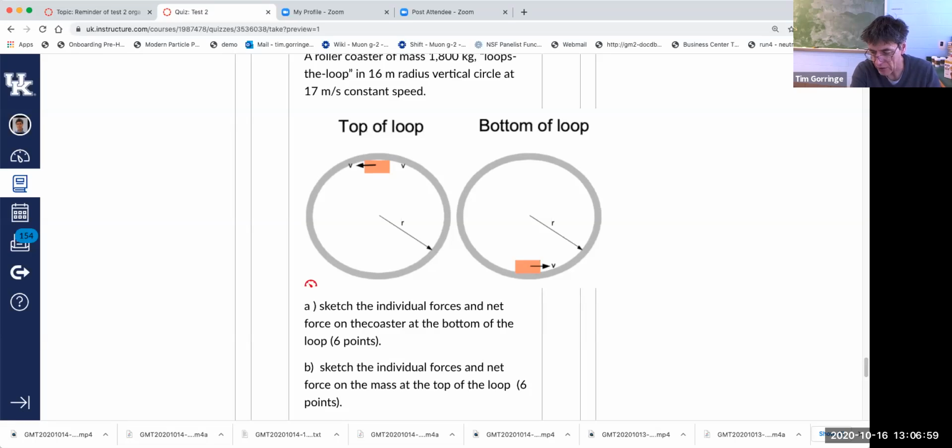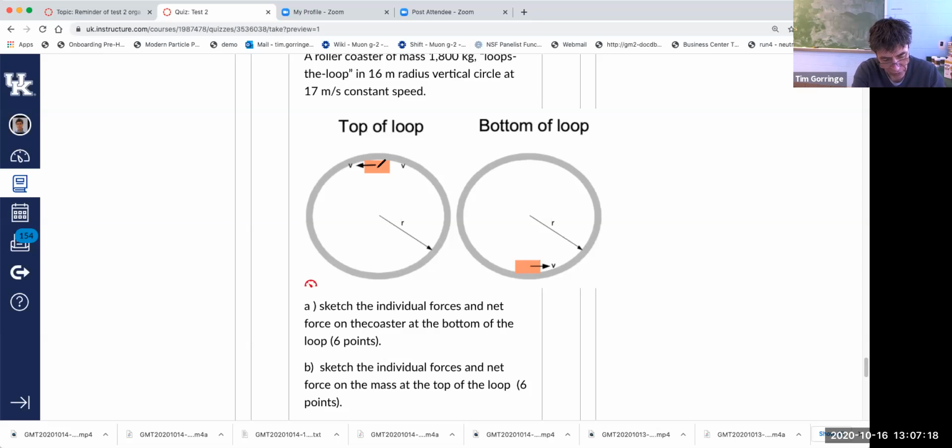So let me first start. I'm just going to answer the numerical questions over here on the right. But the first two parts, A and B, just ask me to draw the individual forces and the net force in the two situations that are depicted. So let me first go ahead and do that.